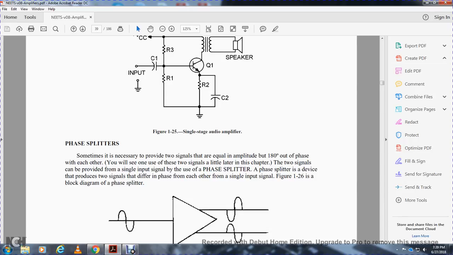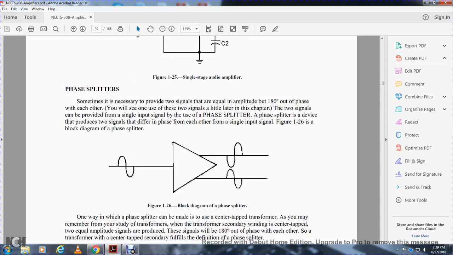Phase splitter. It is sometimes necessary to provide two signals of equal amplitude that are 180 degrees out of phase. You will see one of these two signals a little later in the chapter. The two signals can be provided from a single input signal with the use of a phase splitter. The phase splitter is a device that provides two signals that are different in phase from each other, from a single input signal, as in a block diagram of a phase splitter.